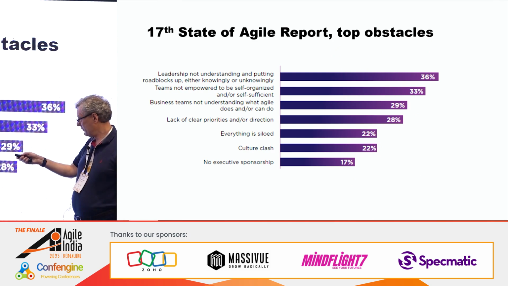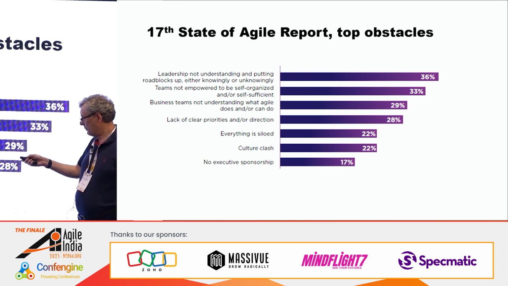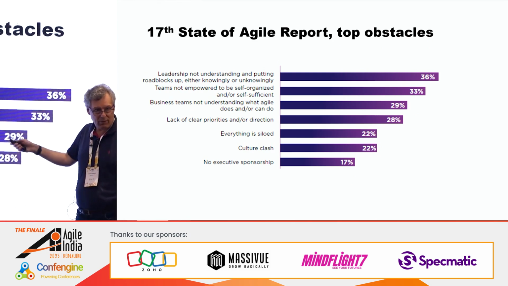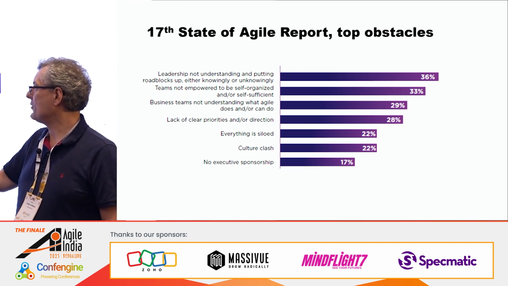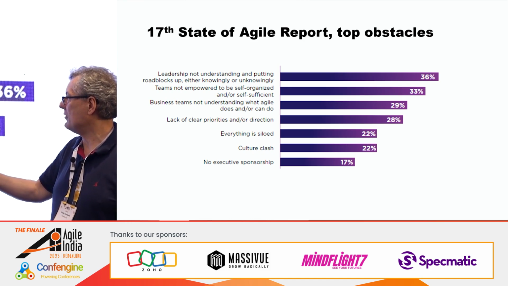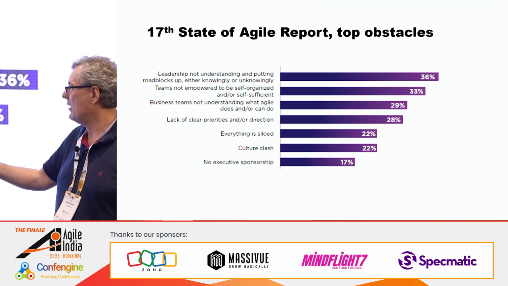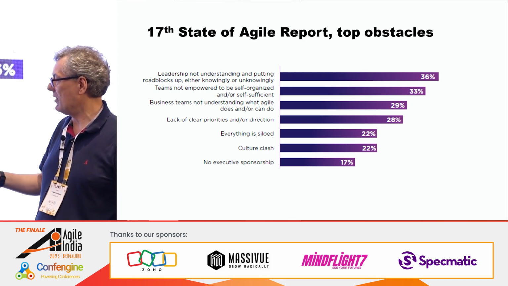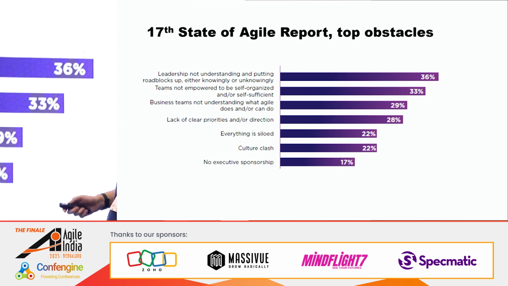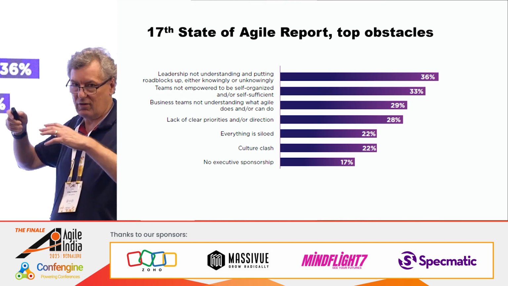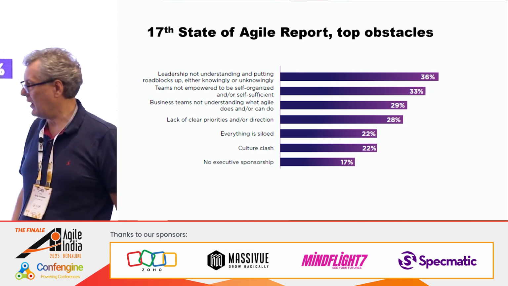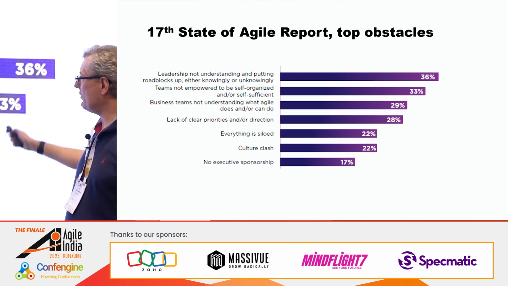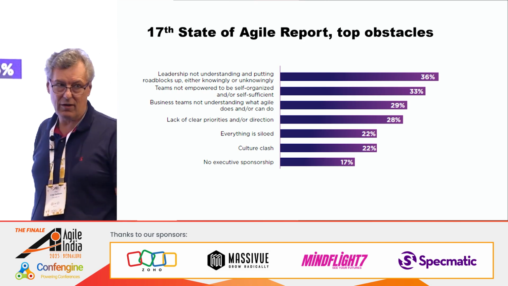So, first part of data, state of Agile. Leadership up here. Teams not empowered to be self-organized. Well, who's empowering them or not? Leaders, right? And also what Agile does and can do is clarity and clear priorities and direction. Again, clarity and alignment. So there's lots of stuff that's actually coming down from leadership about purpose and clarity. David Marquet talks about this. These are the things that the data is telling us we struggle with.